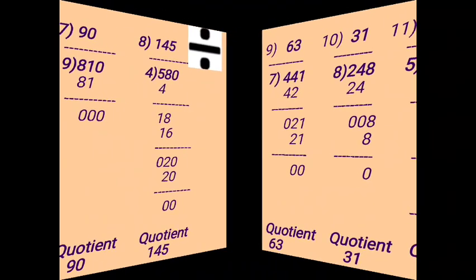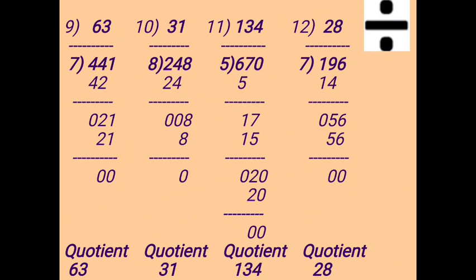Next, 441 is divided by 7. Here you all have to see 7 ones are table. So 7 sixes are 42, which is near to 44. So we can take it directly. That is 7 sixes are 42. Then subtract it. You will get the remainder as 2.